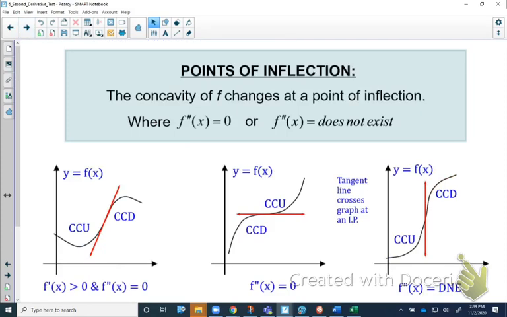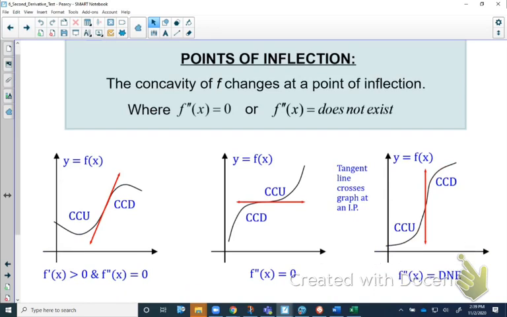Here we're going to be taking a look at a little bit of stuff on points of inflection. These are basically things where the function is going to have some kind of a tangent line where the function switches from being either concave up or concave down. So go ahead and write these down into your notes as you see fit.